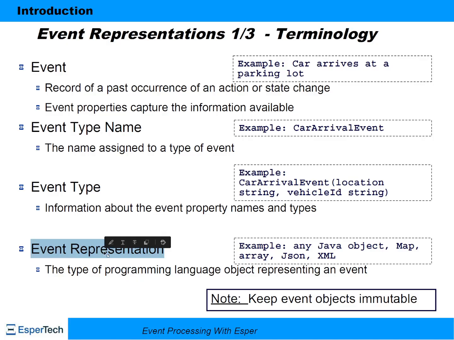Event representation is what kind of programming language object we use to represent an event. Esper provides choices for what object to use. An event object can be any Java object and can also be a map, an array, a JSON document or an XML document. Note: event objects are immutable. Since events are observations about the past, they are not meant to be modifiable.